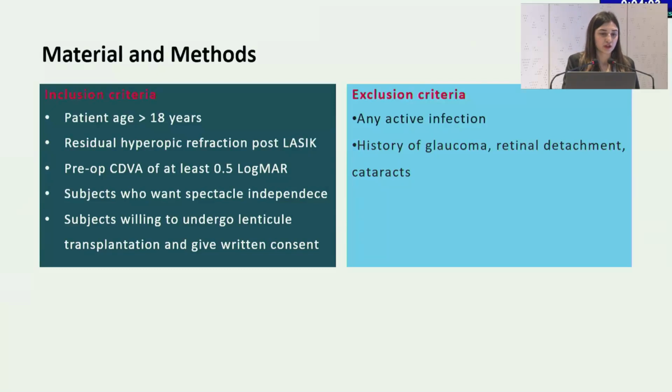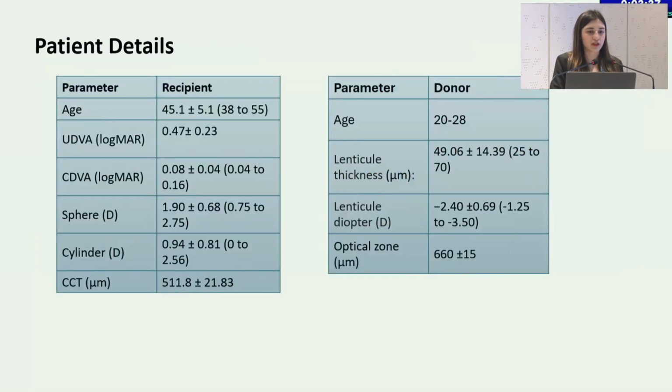Their pre-op corrected distance visual acuity was at least 0.5 logMAR, and they were willing to undergo this procedure. The exclusion criteria were the presence of any active infection, history of glaucoma, retinal detachment, and if the estimated postoperative corneal thickness after the surgery exceeded 650 microns, we excluded these patients from the surgery as well. Our patients were aged between 38 to 55 years.